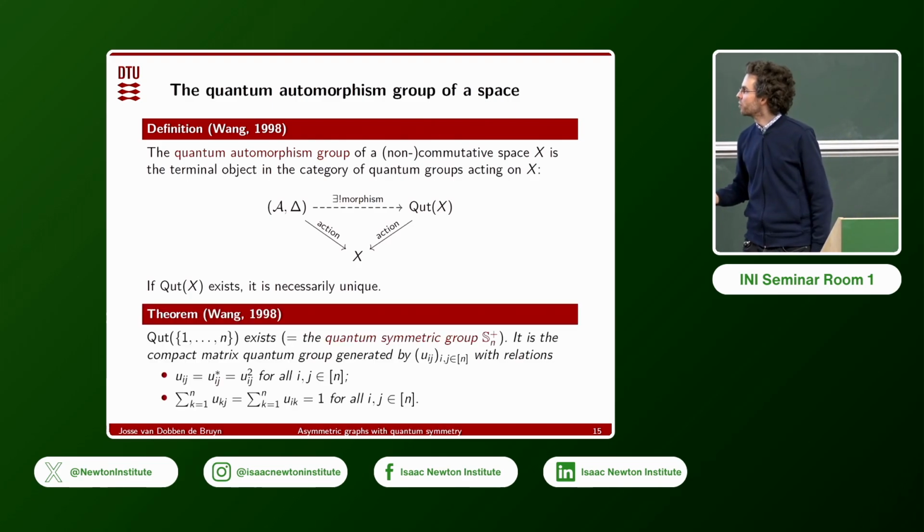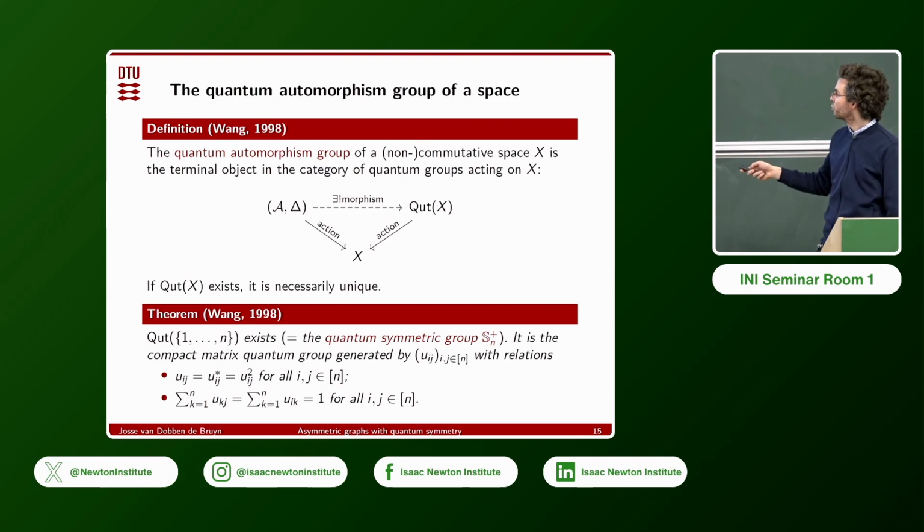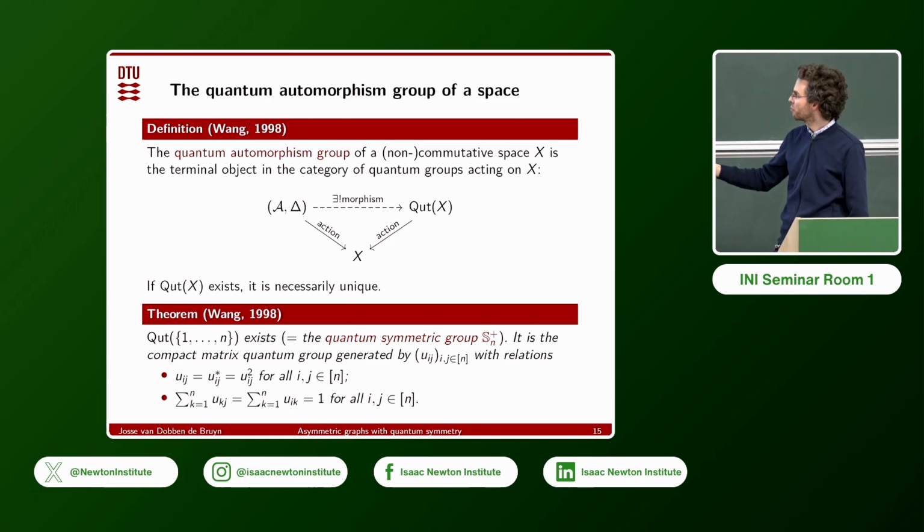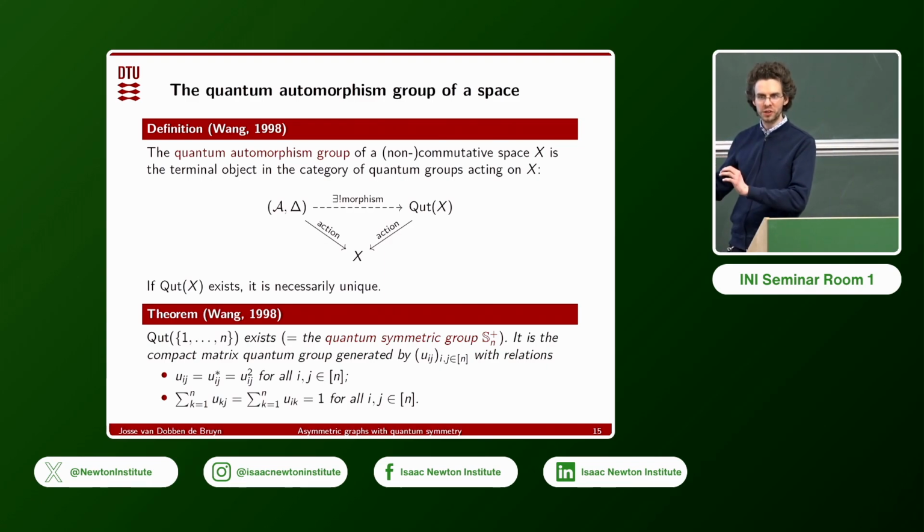And then the first class of objects for which this was shown to exist was the quantum symmetric groups, which were defined and proved by Wang to be the quantum automorphism group of the finite point set 1 up to n. And you get that as a compact matrix quantum group, so we show that it's isomorphic to the compact matrix quantum group generated by U_ij with the relations that the entries are self-adjoint projections and the rows and columns sum to 1. So in other words, this is the universal C-star algebra of a quantum permutation matrix.